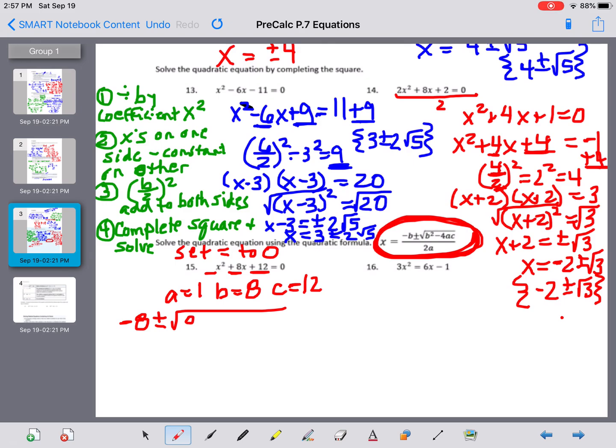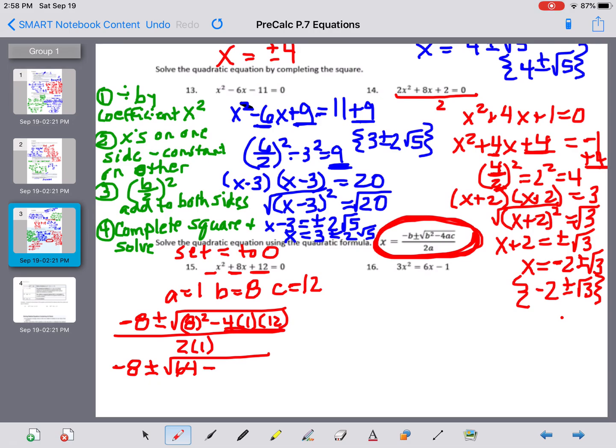B squared, so 8 squared minus 4 times my a of 1 times my c of 12, divided by 2 times my a of 1. I get negative 8 plus or minus. I prefer to take my quadratic formula in chunks, 3 chunks. My first chunk is 8 squared. I make it 64. As silly as this sounds, my next chunk is the minus. I simply write it no matter what every time.